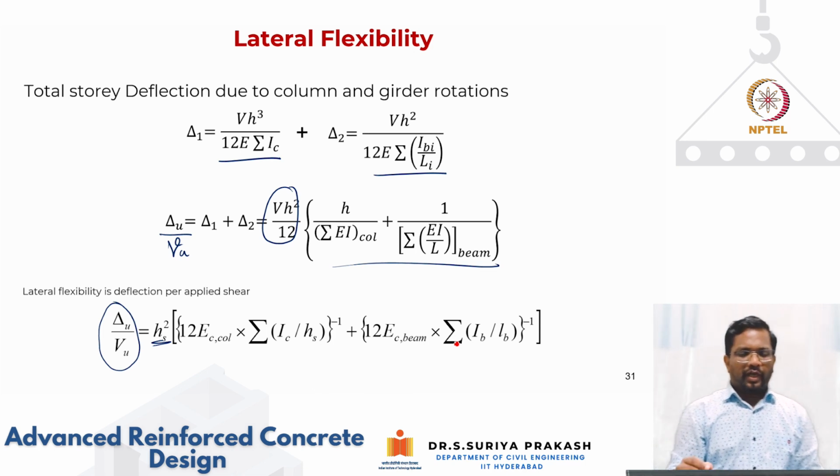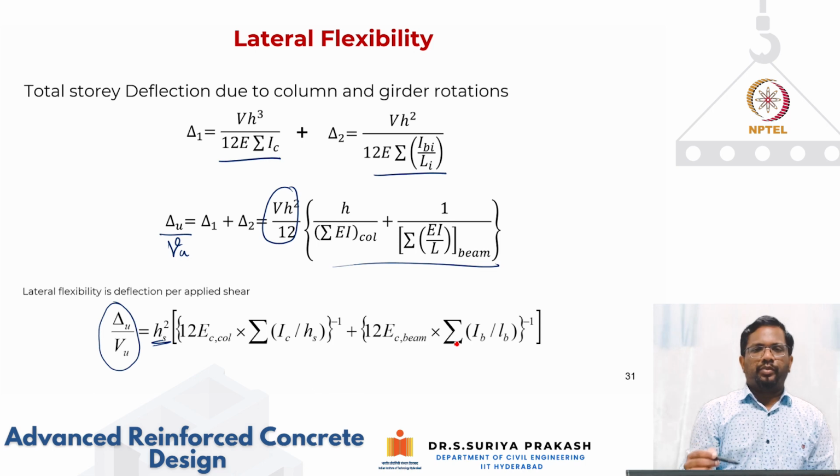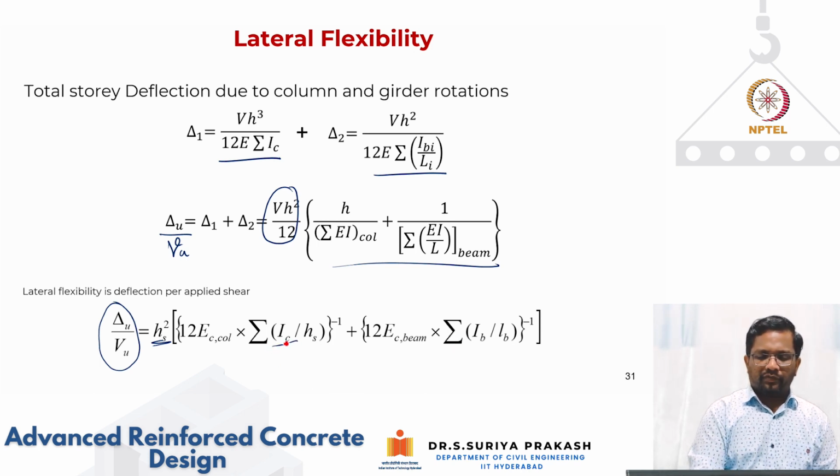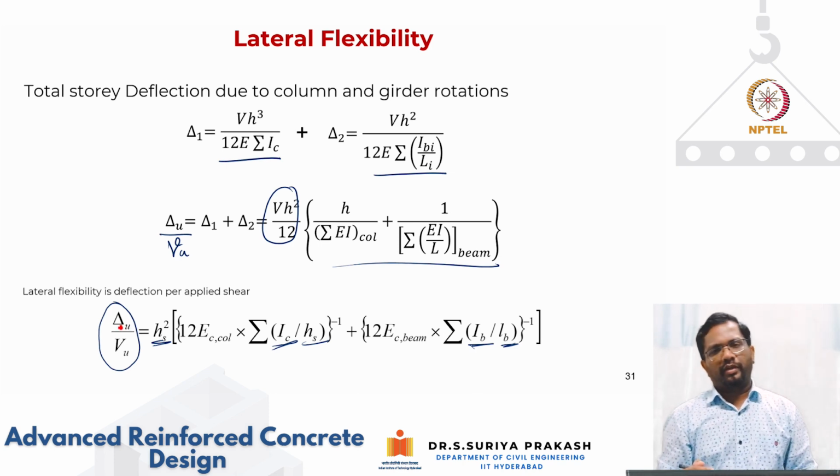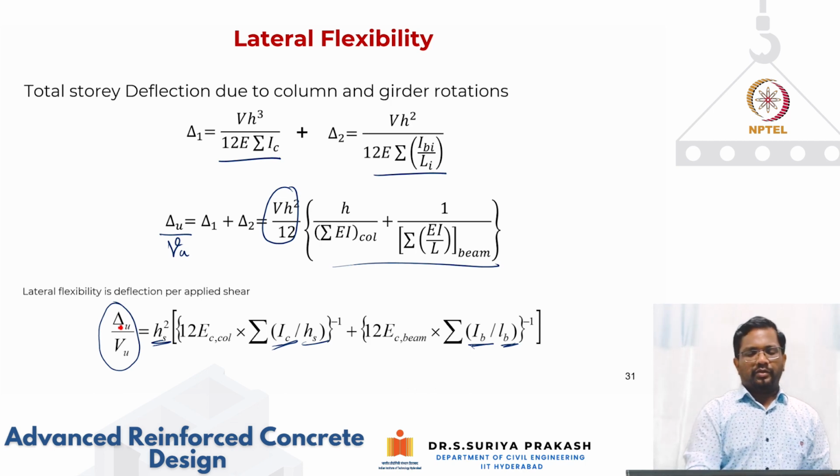So in this way, I can find a simple expression for your lateral flexibility. The moment you are given the moment of inertia of columns, height of the columns, moment of inertia of beams and length of beams, you sum all of them in a particular story, plug into this equation, and then you can find an expression for your lateral flexibility. So the lateral flexibility can be found for the dimensions of structural members that are given to you.